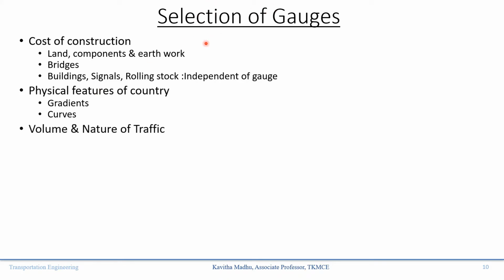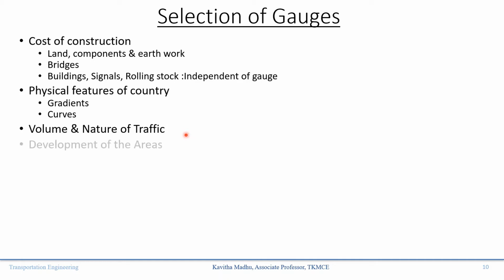Then third is the volume and nature of traffic. Wider gauge means larger wagons or coaches can be made to run, thereby carrying more traffic. Another point is that wider gauge has greater potential for moving at higher speed, because speed is a function of the diameter of the wheel, which is in turn limited by gauge.